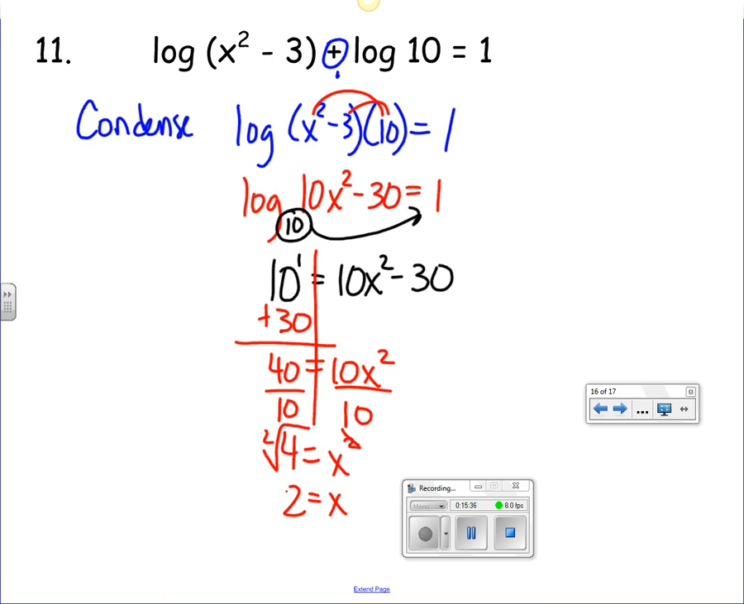All right, when you plug 2 back in, 2 squared is 4, minus 3 is positive 1, so you are good to go. x is 2.